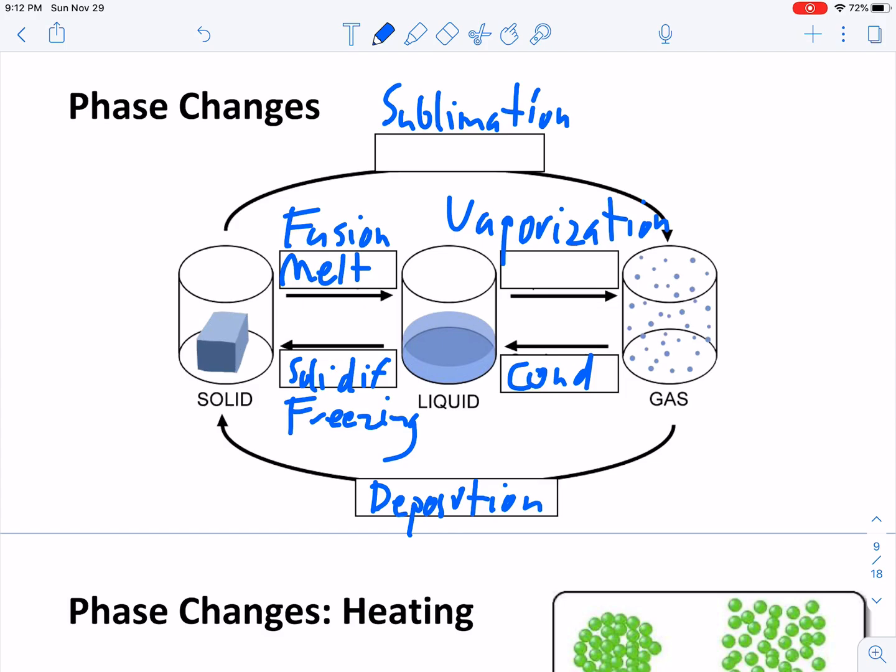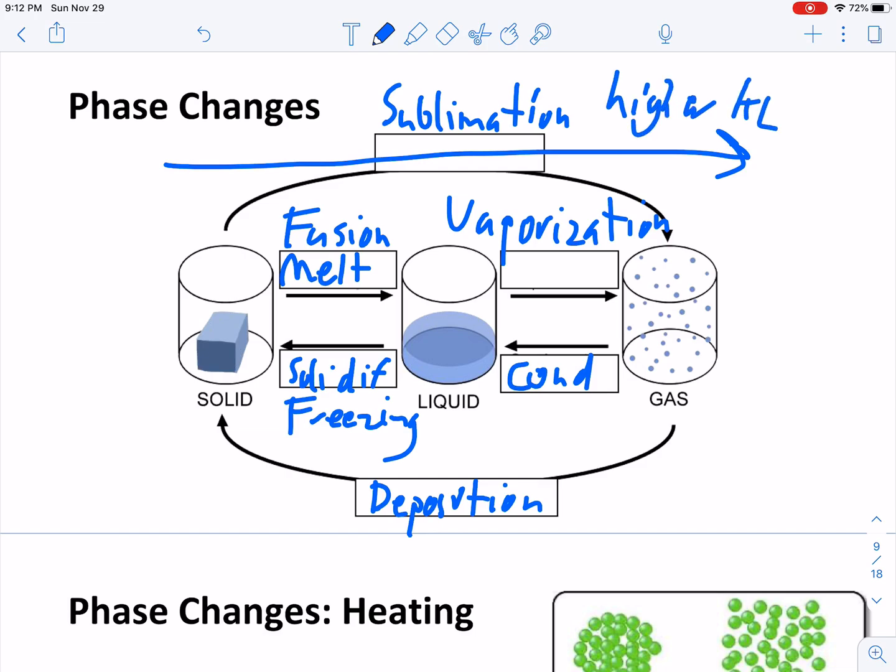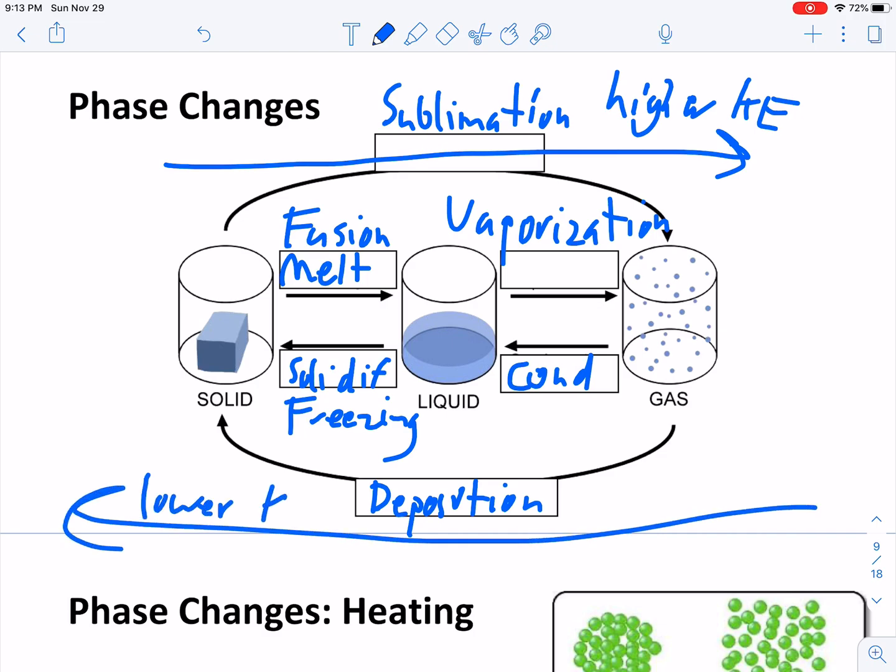Now, an important thing to understand is what's happening with the energy. As you go from solid to liquid to gas, as we have talked about in terms of kinetic energy, you are gaining kinetic energy, higher kinetic energy as you go from solid to liquid to gas. And the reverse is lower. You're lowering the kinetic energy. So in other words, going from solid to liquid to gas, energy is being absorbed. Those processes are going to feel cold to the touch. And then the reverse, gas to liquid to solid, is releasing energy to become colder.